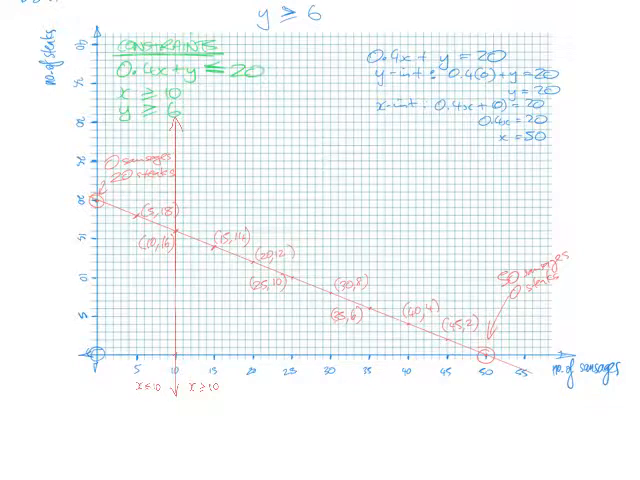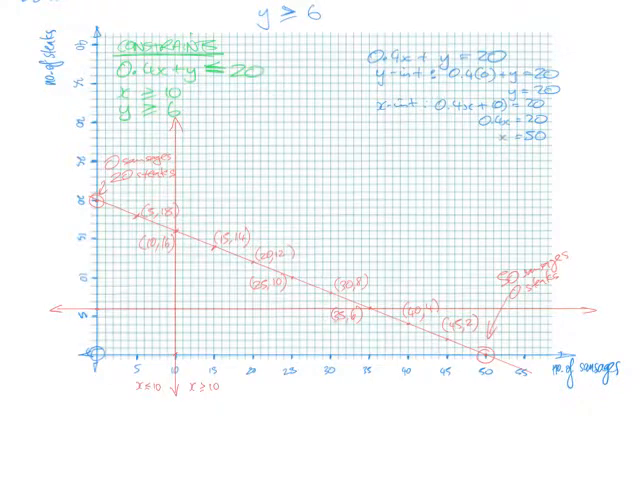Y is greater than or equal to 6. So we draw a line at y is equal to 6, and that forms our constraint. This may be harder because it's a longer line across for me to keep the ruler from sliding around. In this case, below this line is y is less than or equal to 6, and above the line is y is greater than or equal to 6.